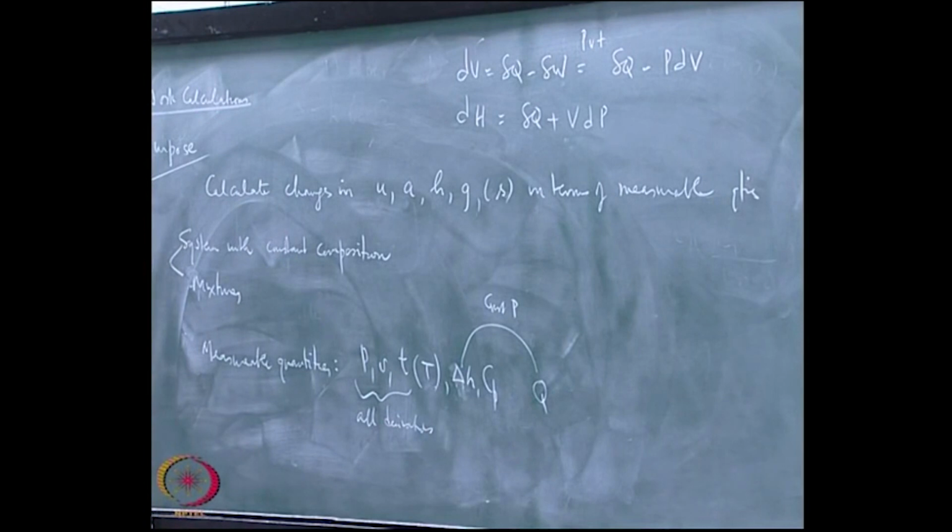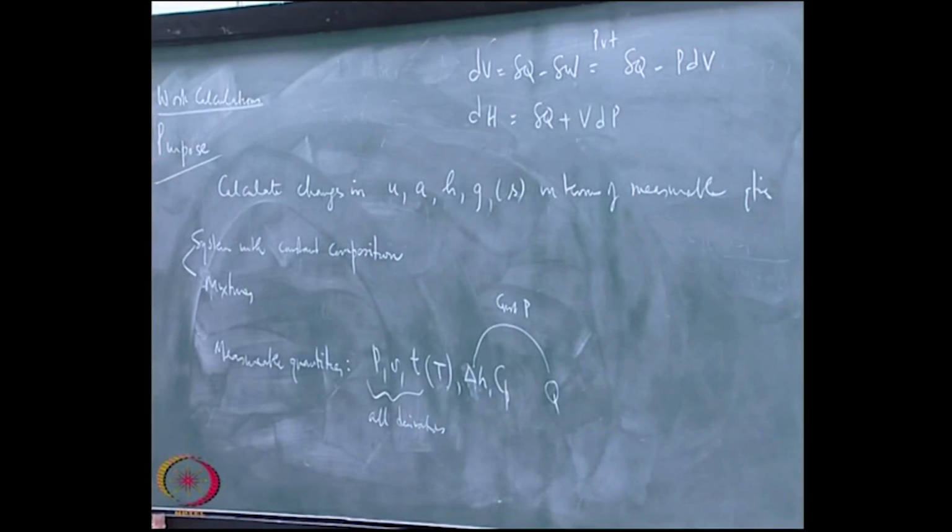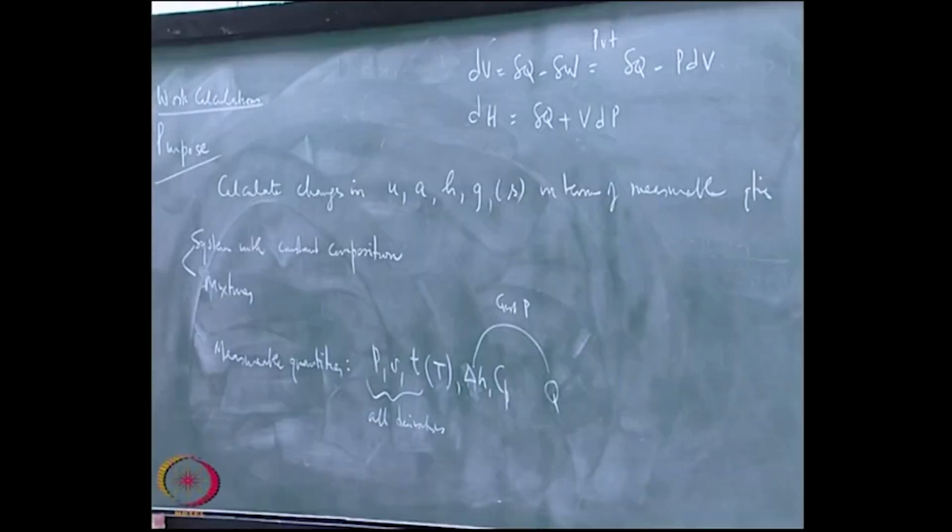So the change in volume with respect to temperature at constant pressure is a measurable quantity. The volume expansion coefficient is a measurable quantity. Similarly, the change in volume with pressure is a measurable quantity, and so on.